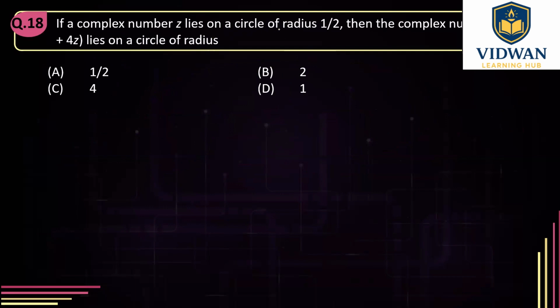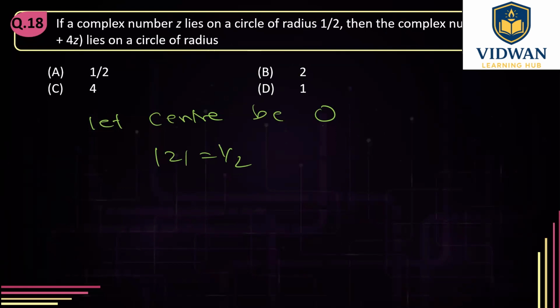If a complex number Z lies on a circle of radius half, they have not mentioned the center. So let us take some center of our choice because you don't need the center. It's mainly about the radius. We can choose as per our choice. Let the center be the origin. Then you can say Z lies on a circle with center origin and radius half. So mod Z is already half. Now you want to find out where the complex number -1 plus 4Z will lie.